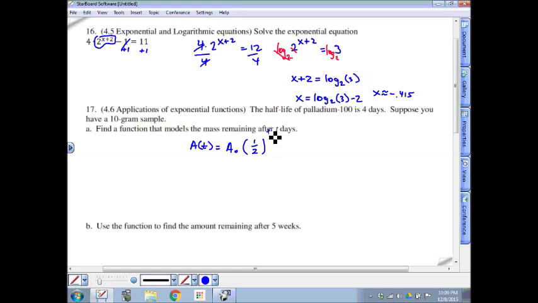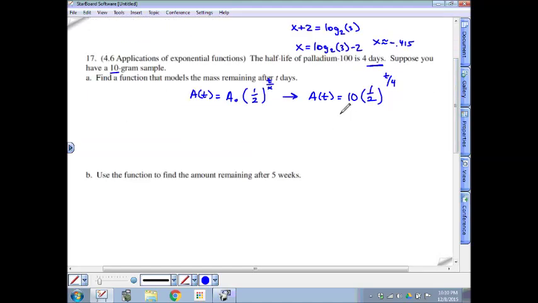The exponent is t for time divided by x, where x is the amount of time that it takes to be a half-life, or the amount of time it takes to double if this were another situation. And in this case, x is 4 days. Our initial value is 10 grams, so our function a of t is equal to the initial mass, 10 grams, multiplied by 1/2 to the t over 4.